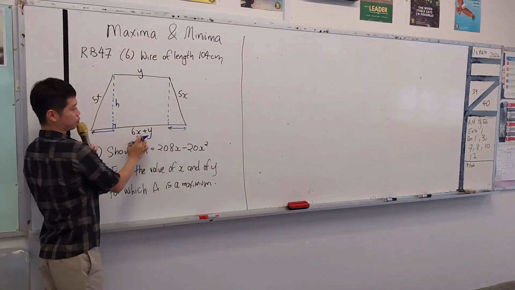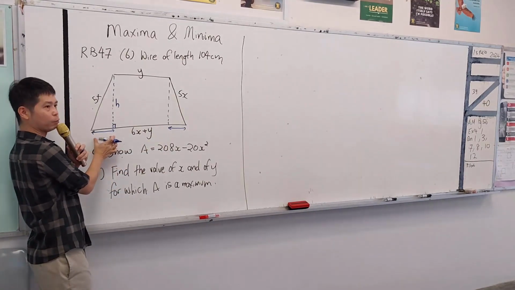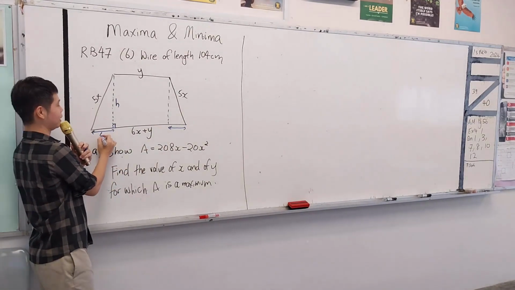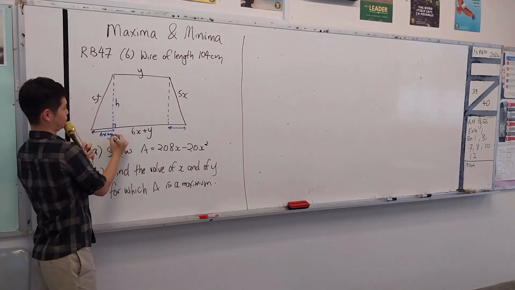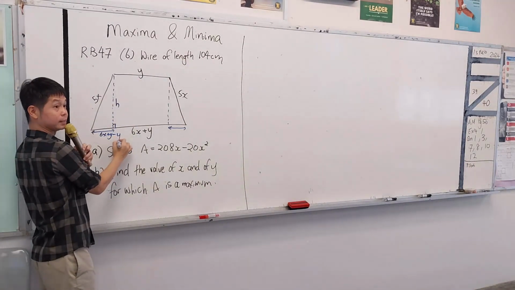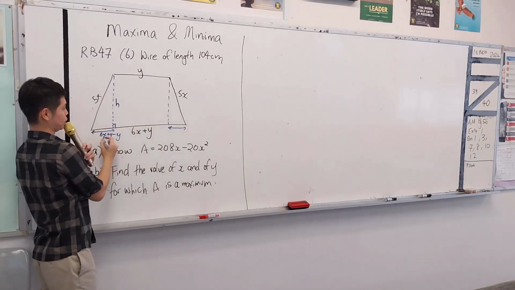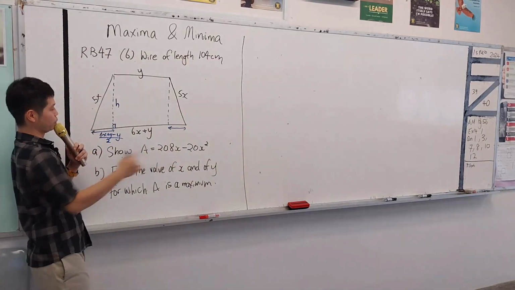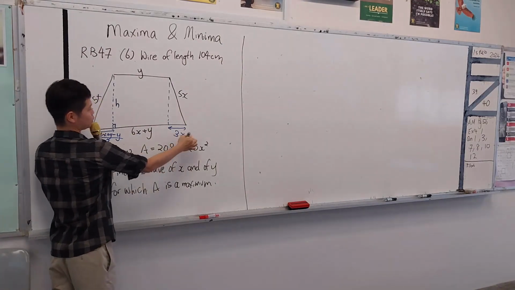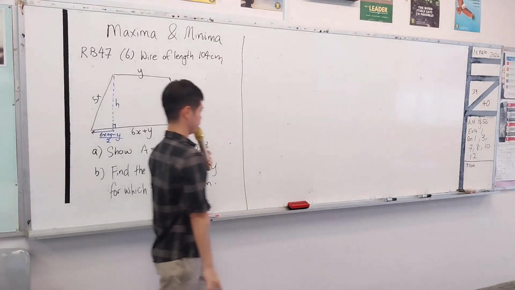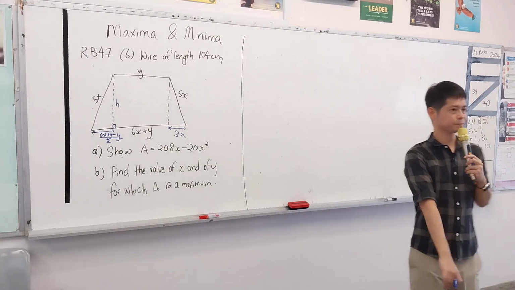The whole length is 6x plus y. How do I just find one part of this? Very fast, 6x plus y, take away the y, right? But there are two sides, so I've got to divide by 2. So straight away, Wenxuan says it's 3x. So if I write 3x here, it means this one is also 3x. Now how do I find the height then?